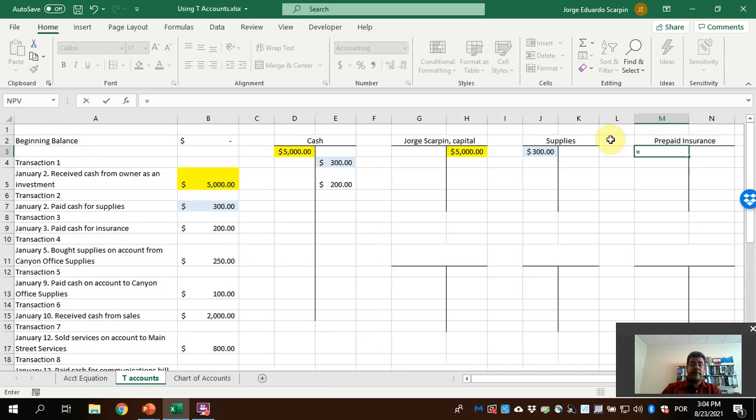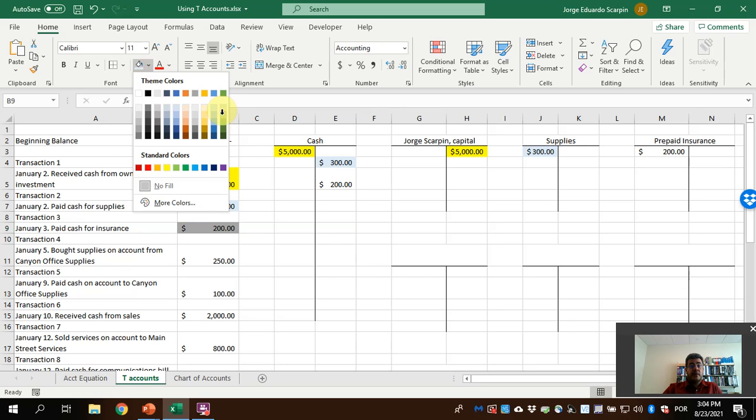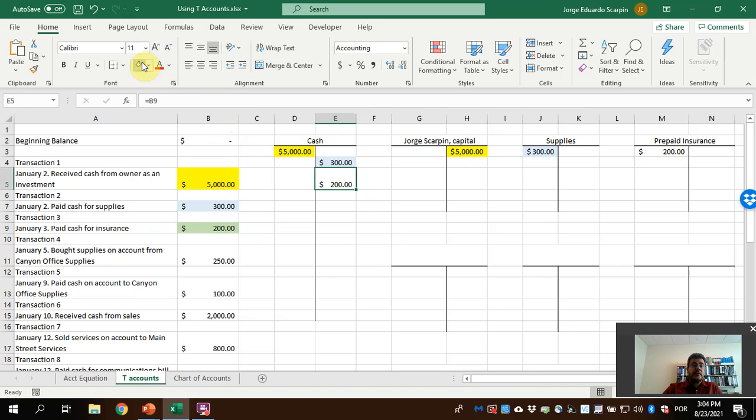So debit, it is an asset account because I have the right to use this insurance for some time. For here, usually 1 year. Let's use some green one here, and we are good to go. Bought supplies on account from Canyon Office Supply. So supplies, we are purchasing, so we are adding here 250.